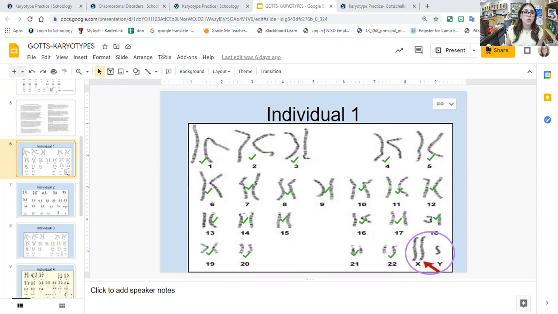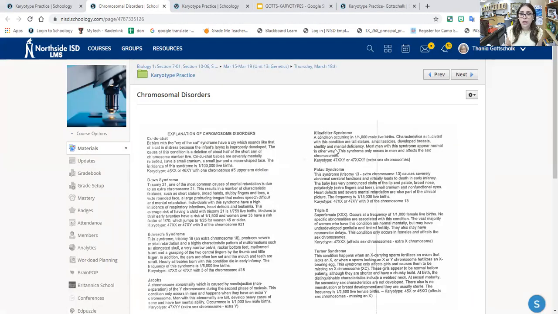And because Y is indicative of a male, I know that this is a male with an extra X chromosome. You can come over to your disorder page, and you will see as you read through these that Klinefelter syndrome is actually going to be this mutation where we have an extra set of chromosomes.